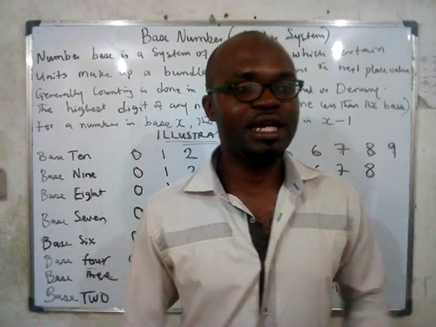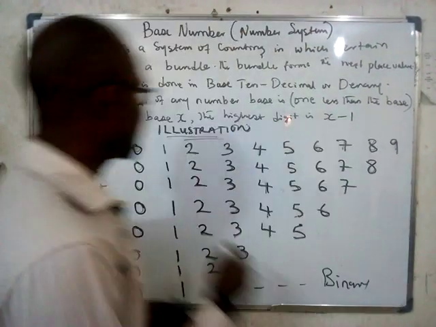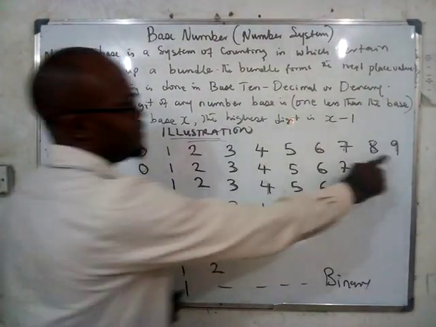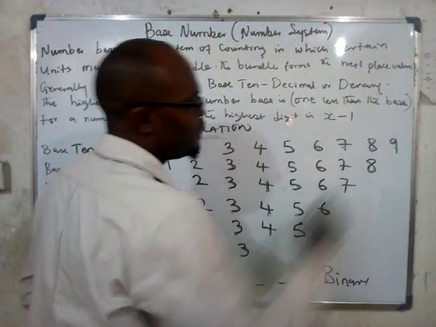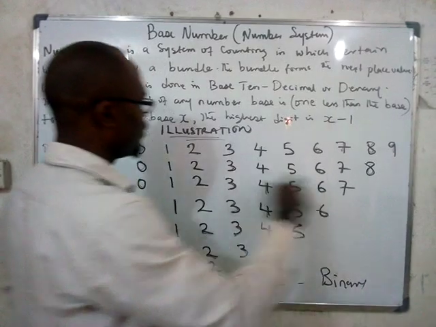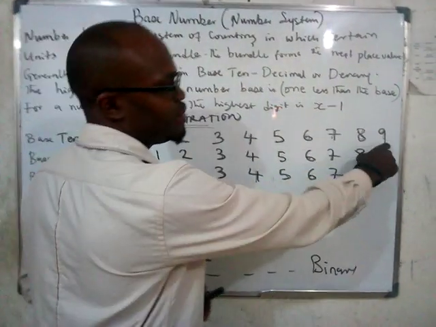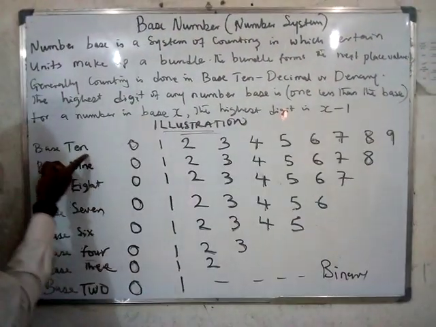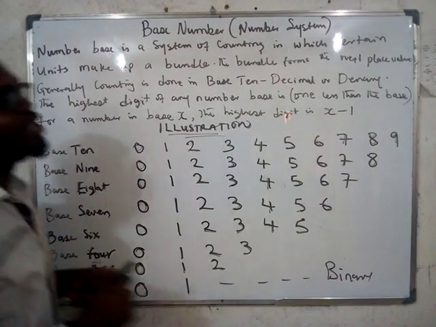Is that clear? Yes, sir. And this counting involves numbers from 0 to 9. You find out that every number you're writing in this world is always from 0 to 9, is it not? Yes, sir. Why? Because we are always counting in base 10.